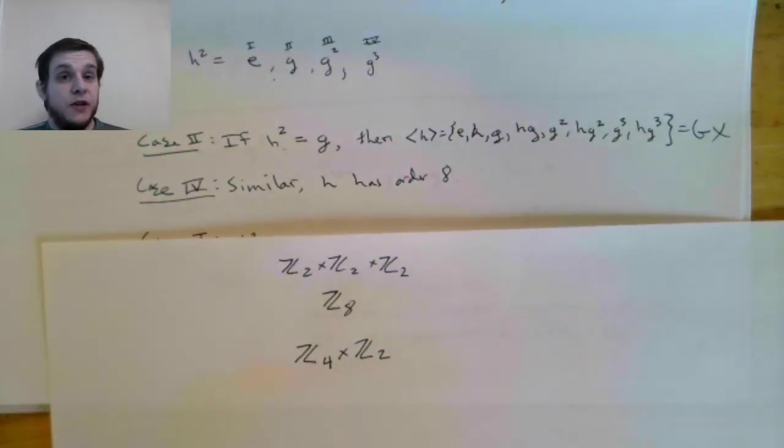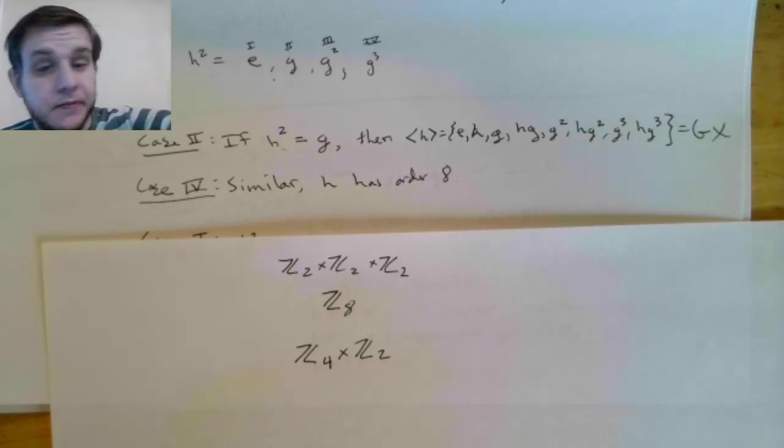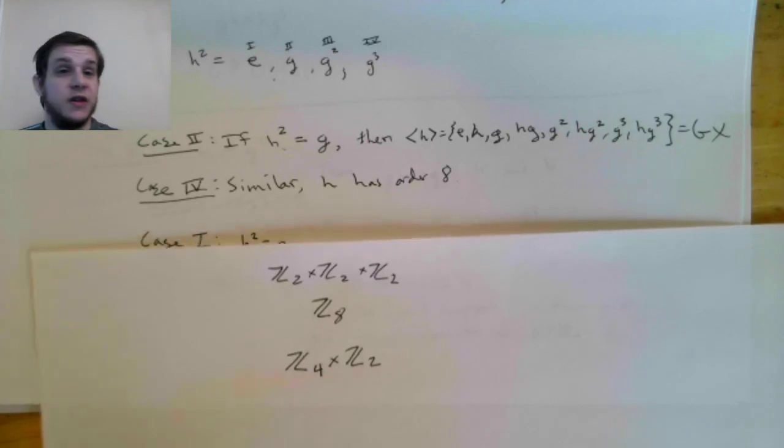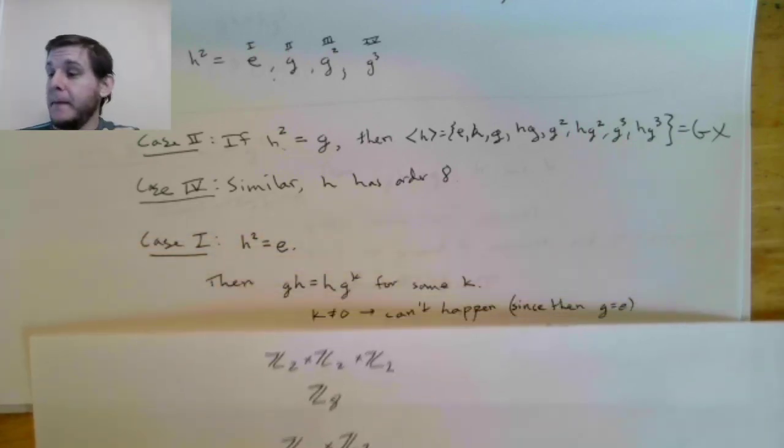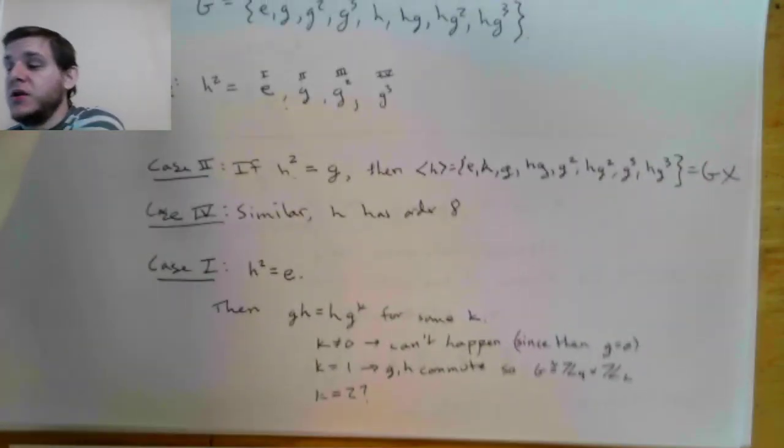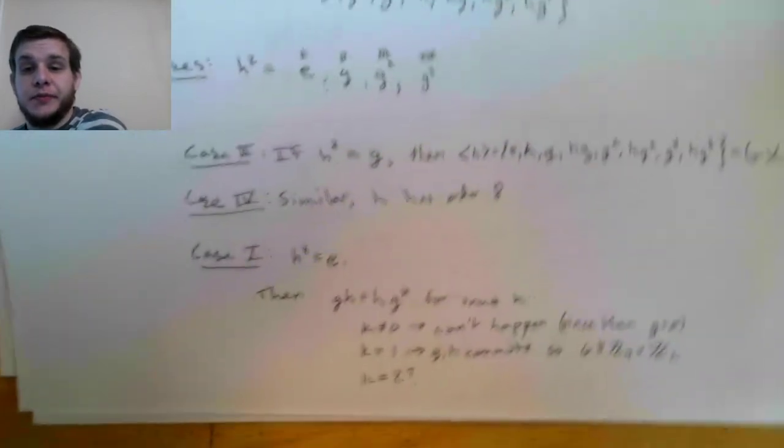And now we're done with all the abelian groups. All the groups from here on out will be non-abelian. So things won't necessarily commute. So now what happens when k equals 2?